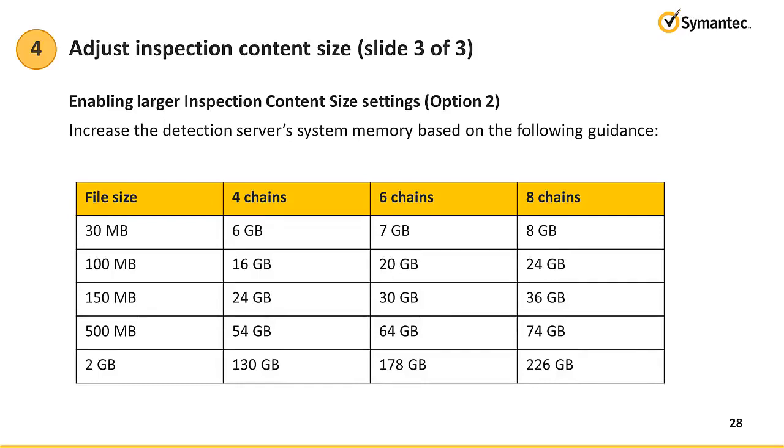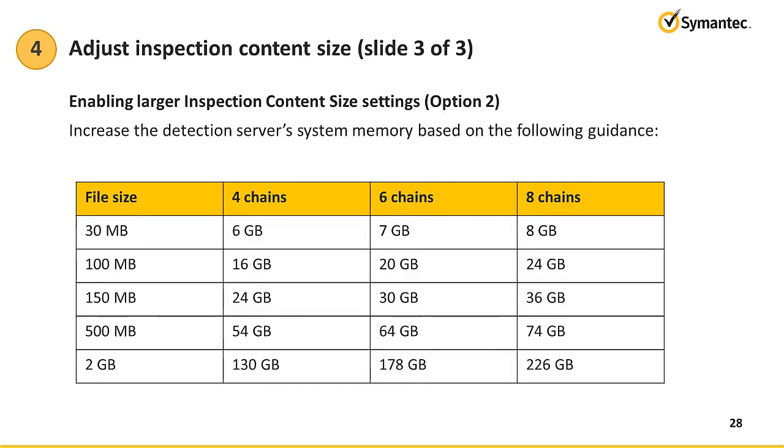After you have modified settings related to inspection content size, you must restart the detection server for the changes to take effect. Note that inspecting larger files will take more time, and also the timeout limits will increase, so the detection engine will take longer to time out in the event of detection failures. Also note that if you choose an inspection content size setting of 500 megabytes or greater, Symantec recommends that you enable external storage for incident attachments.